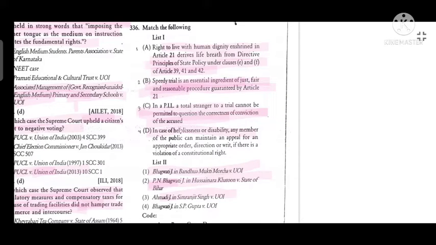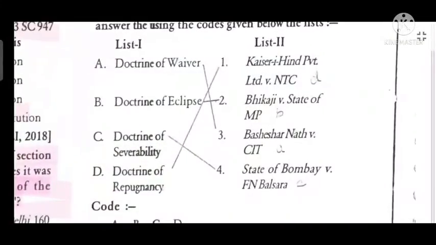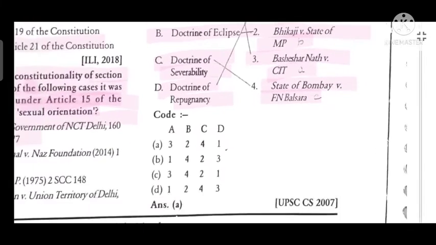In cases of helplessness and disability, any member of the public can approach the court for directions, writs or orders in violation of the Constitution. Bhagwati J. in SP Gupta versus Union of India. Doctrine of Waiver: Bhaskaran Nair versus CIT. Doctrine of Pith and Substance: Bikaji versus State of Madhya Pradesh. Doctrine of Severability: State of Bombay versus FN Balsara. Doctrine of Repugnancy: Kesoram Industries versus NTC.